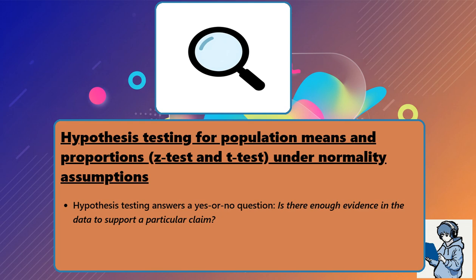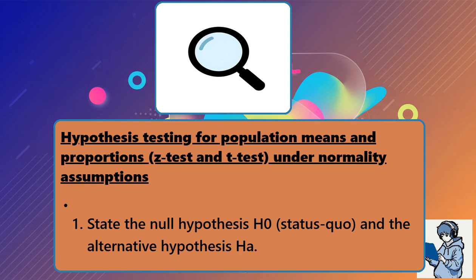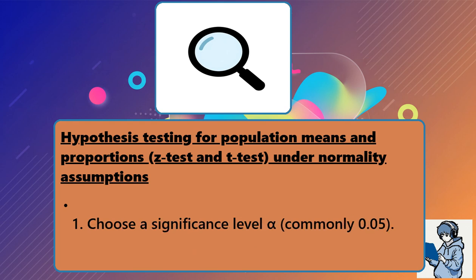Hypothesis testing answers a yes or no question. Is there enough evidence in the data to support a particular claim? Step 1. State the null hypothesis H0, status quo, and the alternative hypothesis H1. Step 2. Choose a significance level alpha, commonly 0.05. Step 3. Compute the test statistic Z or T.